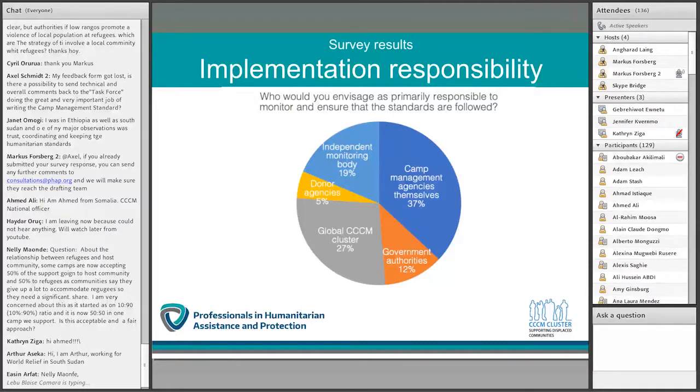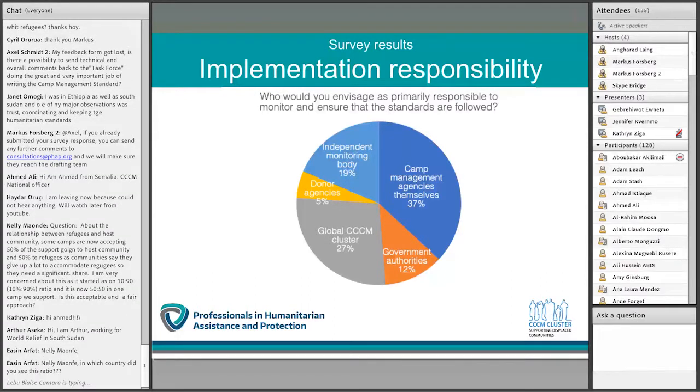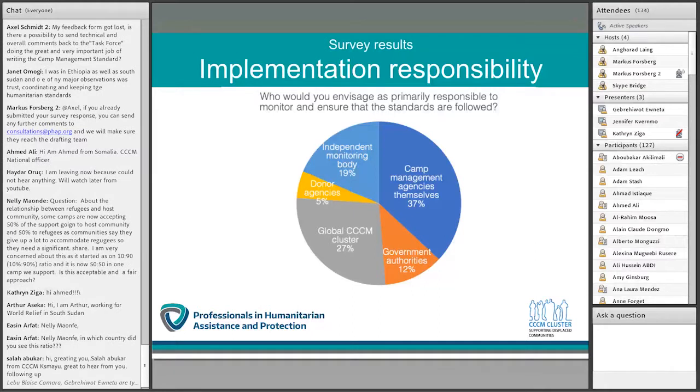Looking at the next area, when asked who should be responsible for ensuring that the standards are followed, the largest category, at 37%, was actually camp management agencies themselves. Then, somewhat related, about a quarter of respondents wanted to put that responsibility on the Global CCCM Cluster. But also, interestingly, although they are in the minority in this set of respondents, more than a third wanted to put that responsibility of ensuring that they're implemented on bodies external, so to speak, to camp management agencies: government authorities, donor agencies, and then close to 20% wanting an actual independent monitoring body for standards of this type.